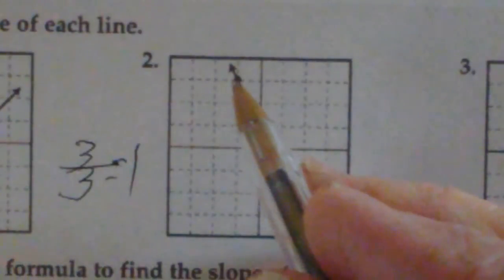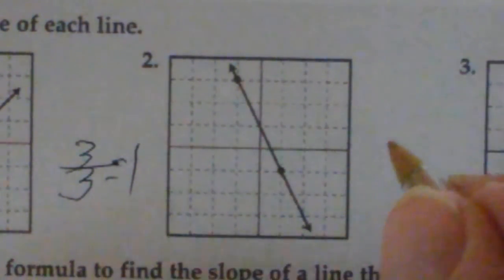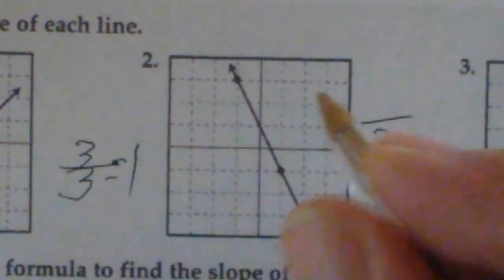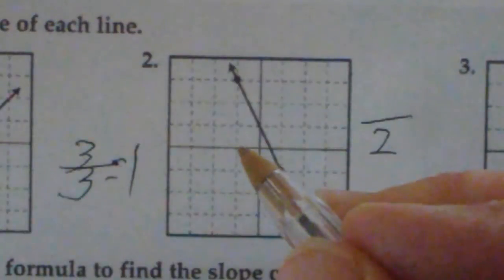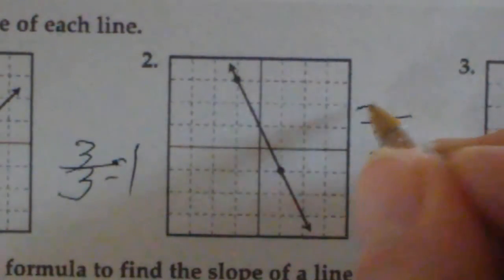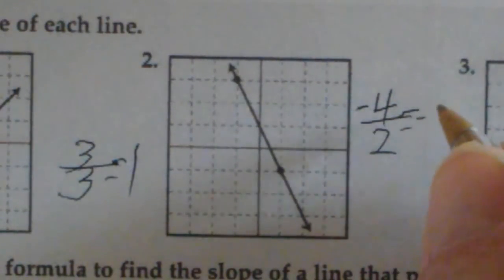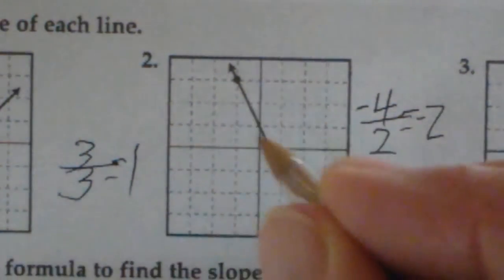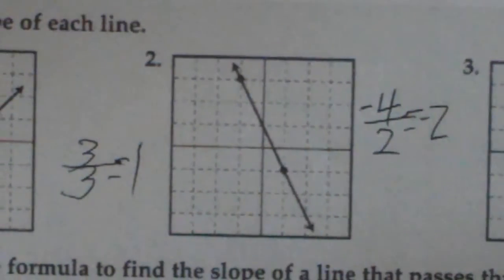Number 2. Here, let's start on this one and go to this one. The x went up 2. That goes on the bottom. The y from here to here went down 1, 2, 3, 4. It went down 4, so that's negative 4 over 2. Negative 4 over 2 is equal to negative 2. The slope is negative 2, and it's a negative slope because it's going down instead of going up.